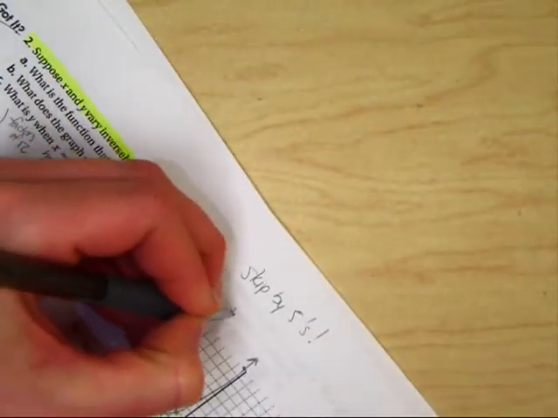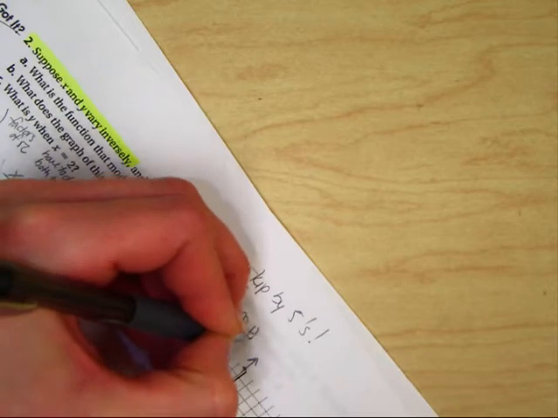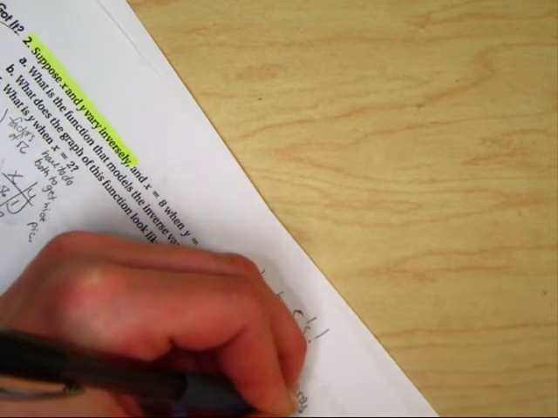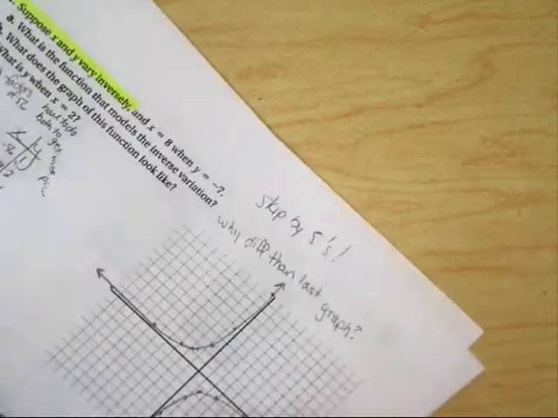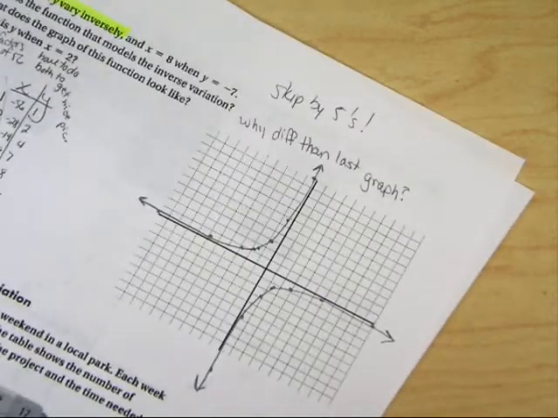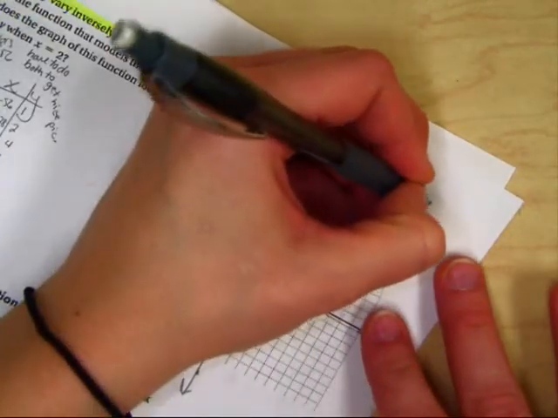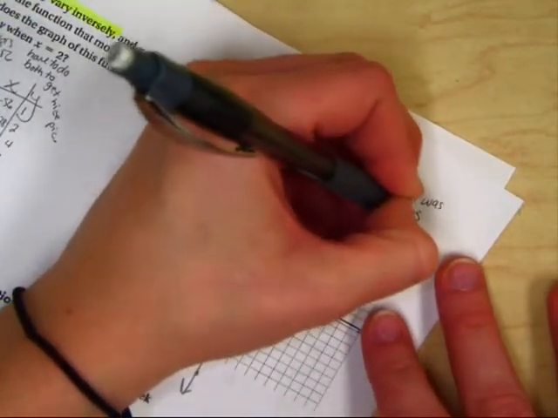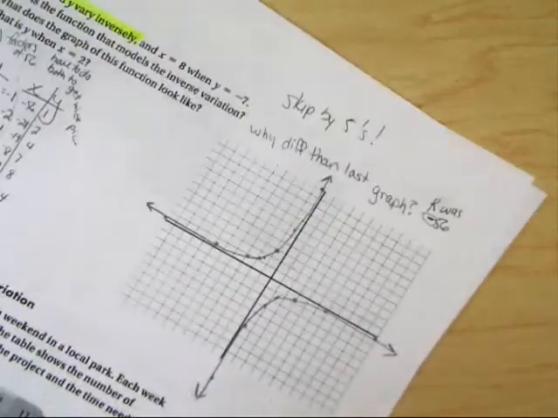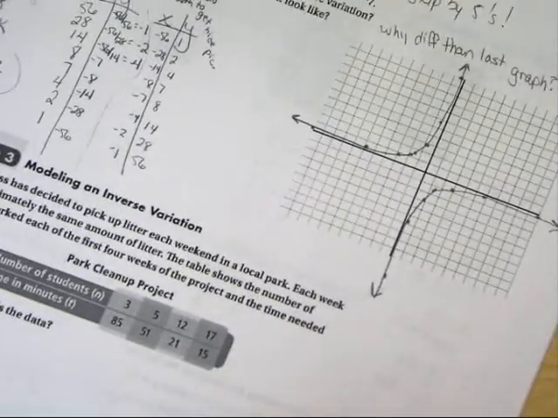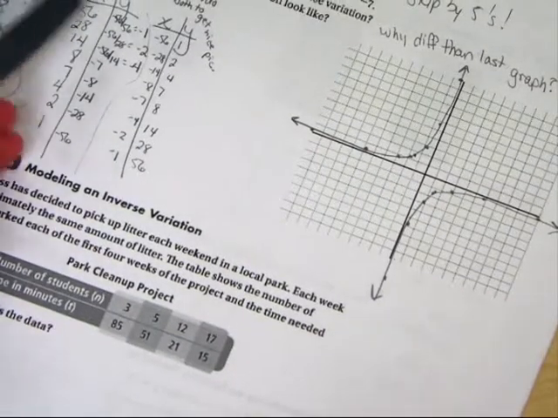Why is it different than the last graph? Well, I hope you answered that the reason they're different than the last graph is because k was negative 56. And that's always going to flip it to the two different quadrants, whereas last time k was positive. Let's move on to part C.